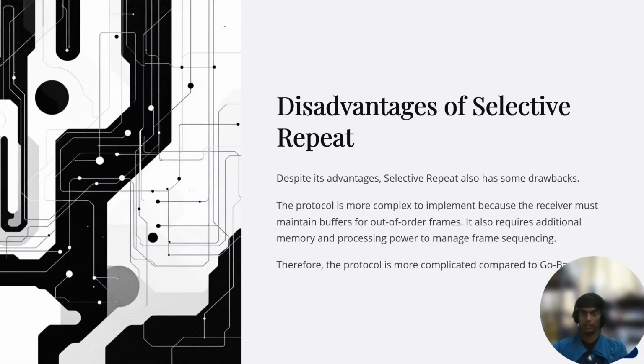But there are some disadvantages of selective repeat also. The protocol is more complex to implement compared to go back N. Here, the receiver must maintain buffers to store out of order frames. This requires additional memory and processing power. Therefore, although it is more efficient, it is more complicated.